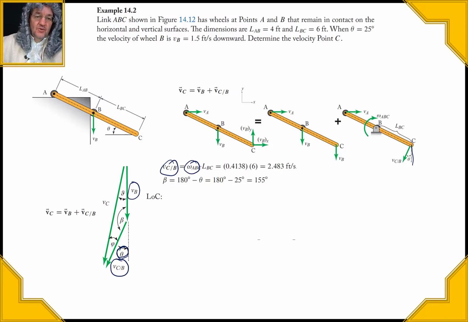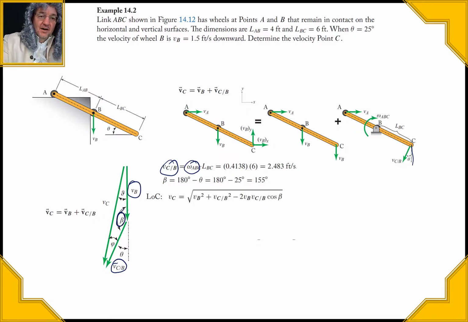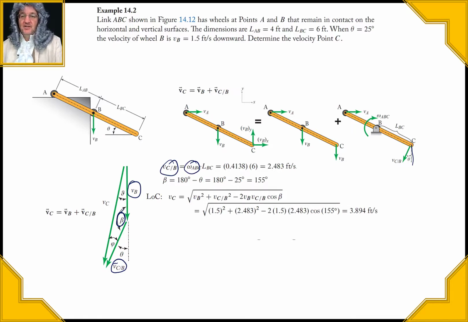So we could use the law of cosines. Why can we use the law of cosines? Well, we have two sides, and then we have the angle that's formed between them. So now we could find the length of VC by taking the square root of VB squared plus VC with respect to B squared, minus 2 VB VC with respect to B times the cosine of beta. So make sure you review that law of cosines. It will help you find the unknown in there. So we find this, and we find the magnitude that we had from the previous methods.